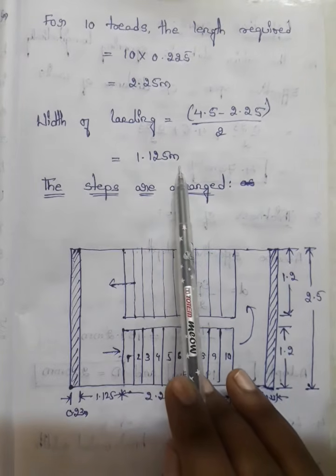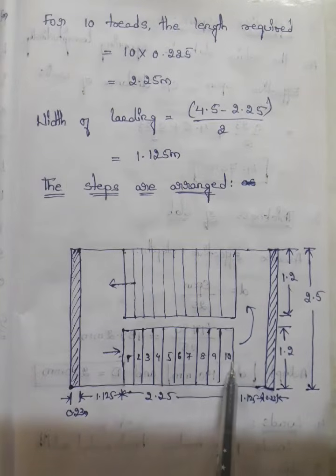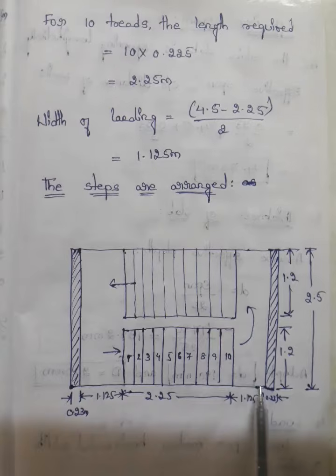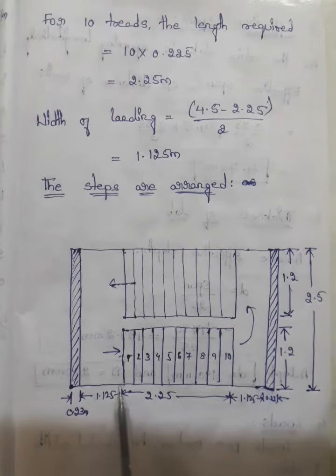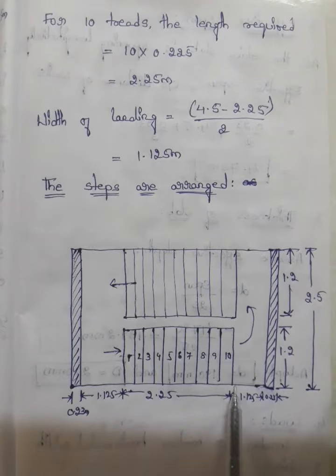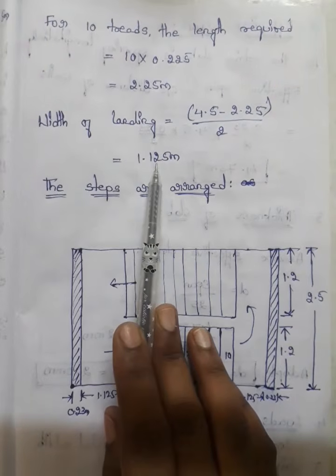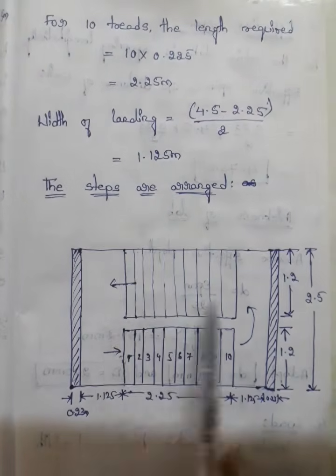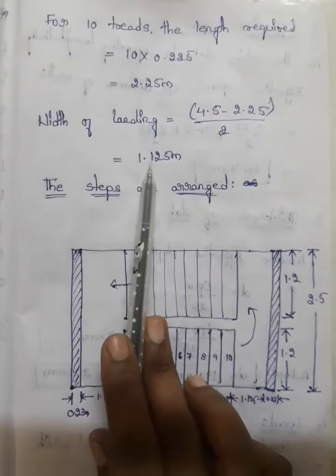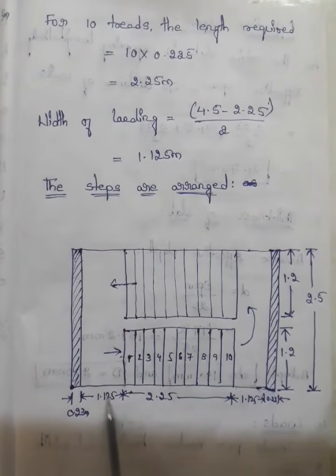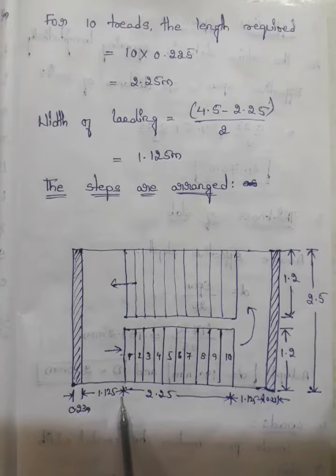1.125 meters. So for the complete tread, this one. Overall, it is 4.5 minus 2.25. So that will give the landing width by 2. So here, it is equal to 1.125. So 1.125 is the width of the landing.